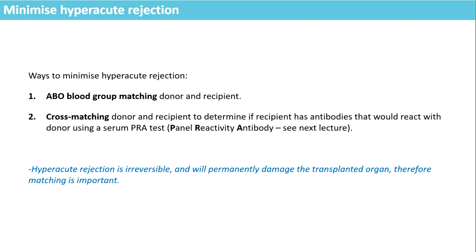In that case, we want to be certain that we match the ABO blood type between the donor and the recipient, but we also want to perform cross-matching to determine if there are any antibodies present in the recipient that would react with the donor. We can do that using the serum panel reactivity antibody test, and we'll talk about that a little bit more tomorrow. But essentially there are a couple of steps that you can perform to check that it is a match. It's really important to do because it's quite a destructive outcome if you get this hyperacute rejection.